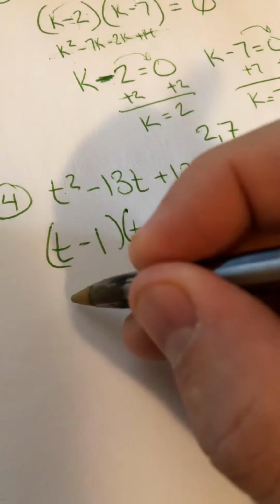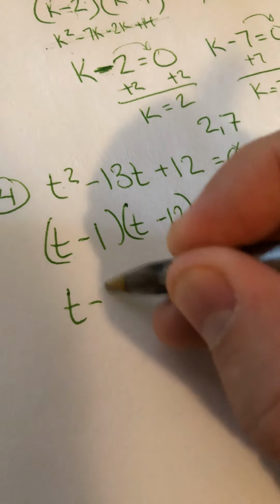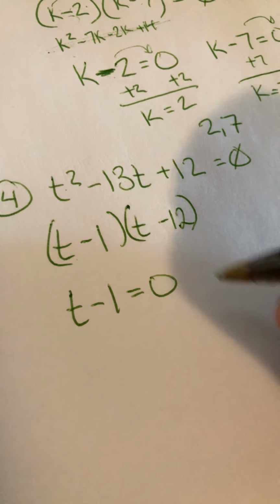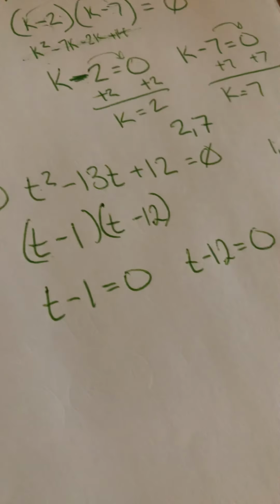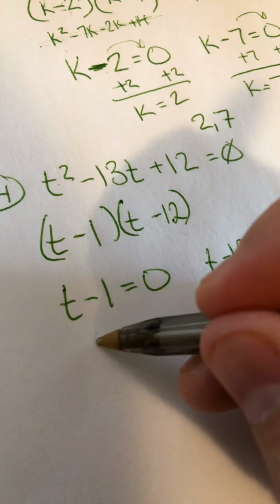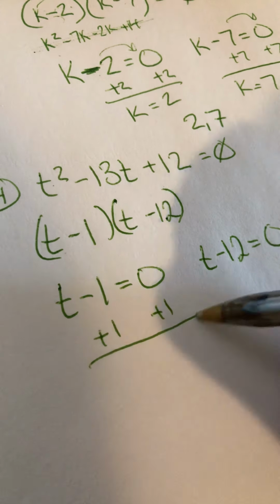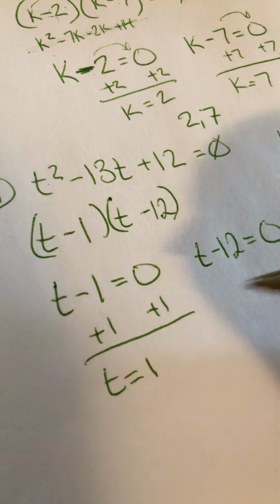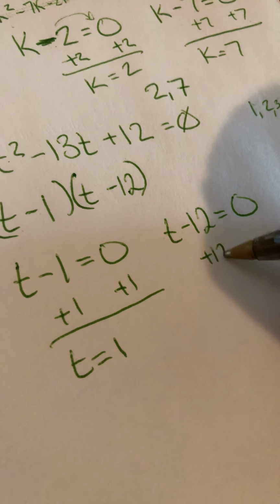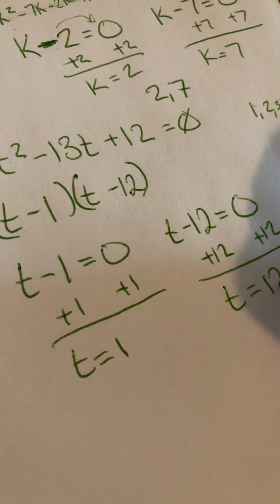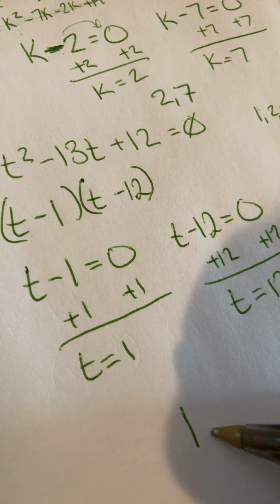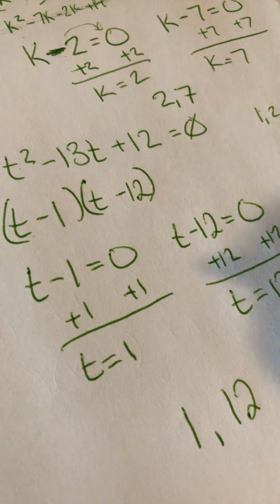And so, zero product property, t minus 1 equals 0, t minus 12 equals 0. Add my 1, t is 1. Add my 12, t is 12. So t is either 1 or 12. And there's your two answers.